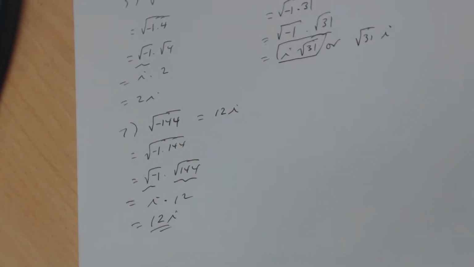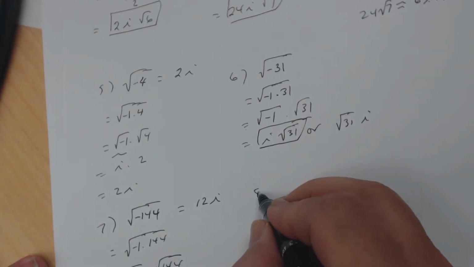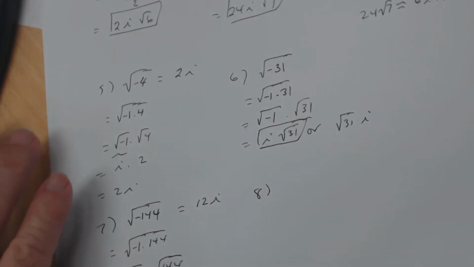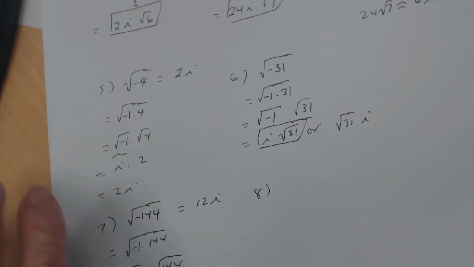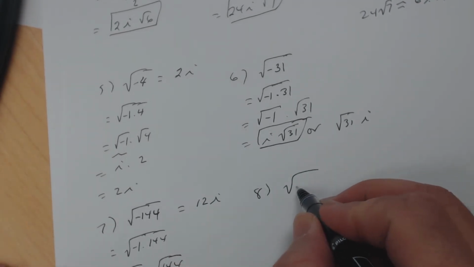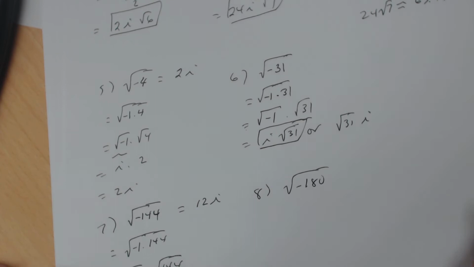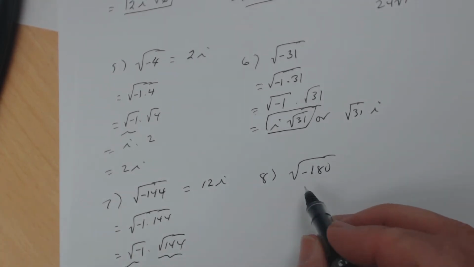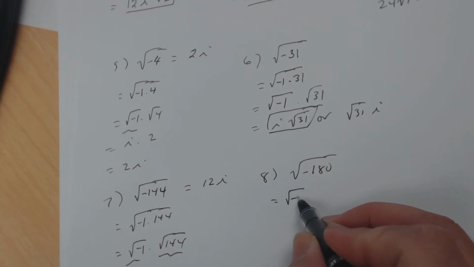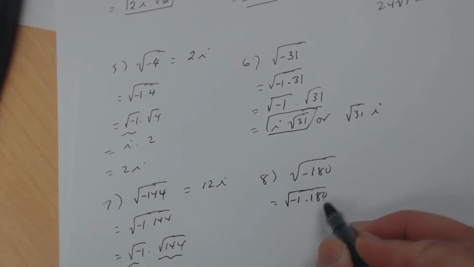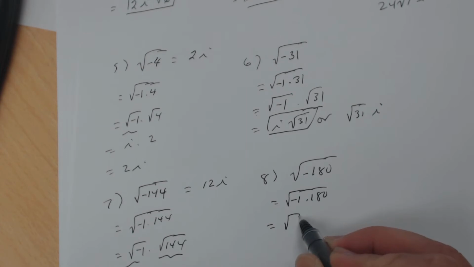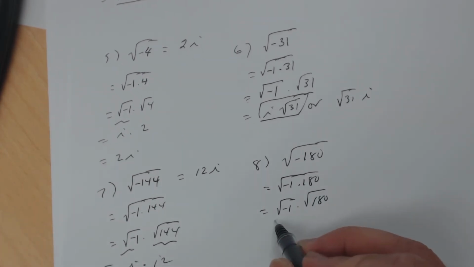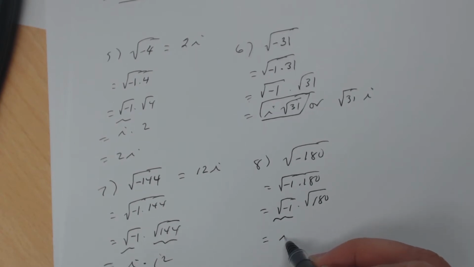All right, let's see. Suppose we had, number 8, the square root of negative 180. Well, same idea. You're going to say square root of negative 1 times 180, which is the square root of negative 1 times the square root of 180. And the square root of negative 1, you know, is i.